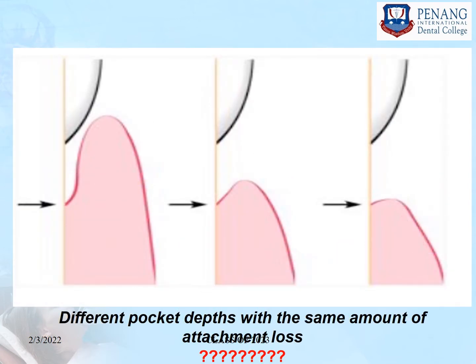Next, there are different pocket depths with the same amount of attachment loss. Same as the previous case, you can see the amount of attachment loss present in diagram A, diagram B and diagram C. So eventually there is gingival recession as well.